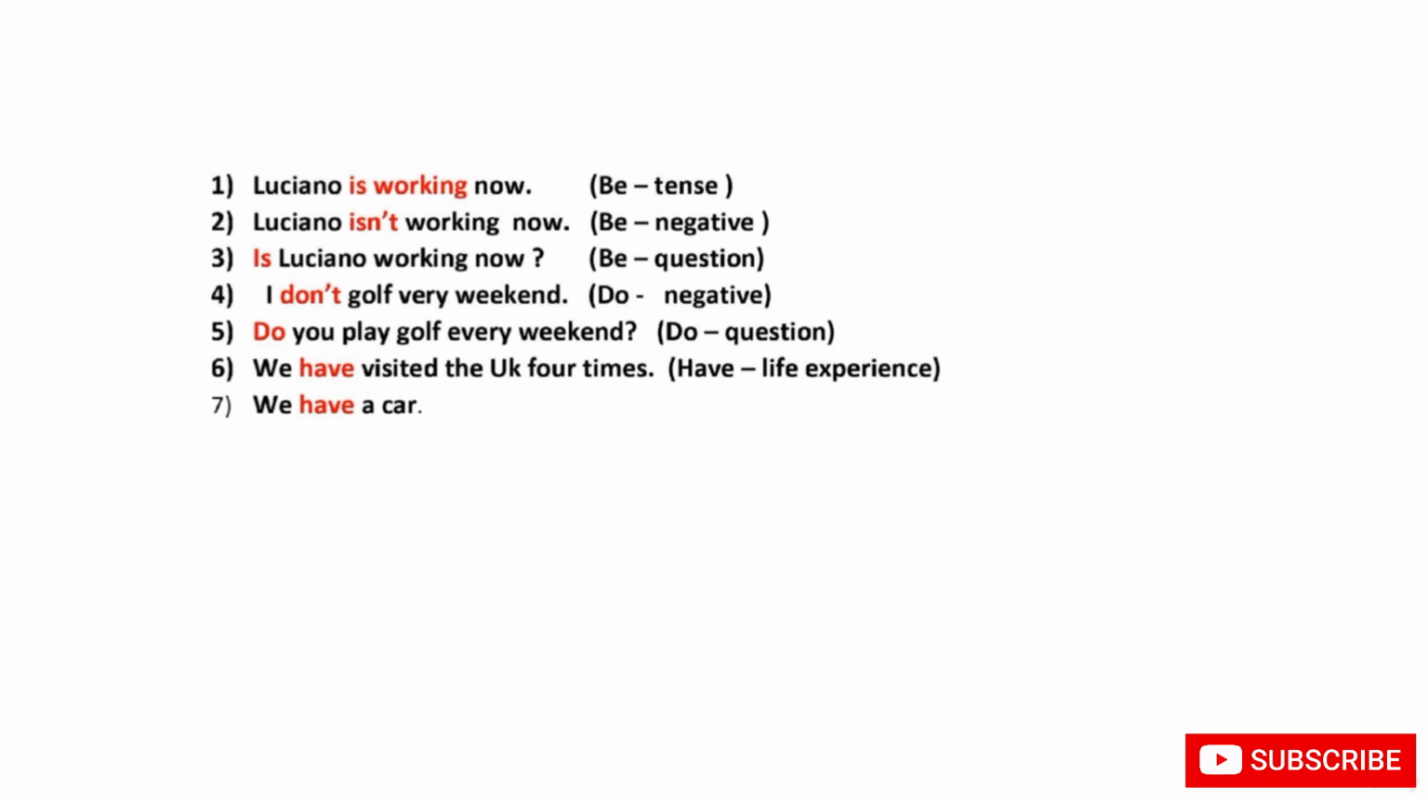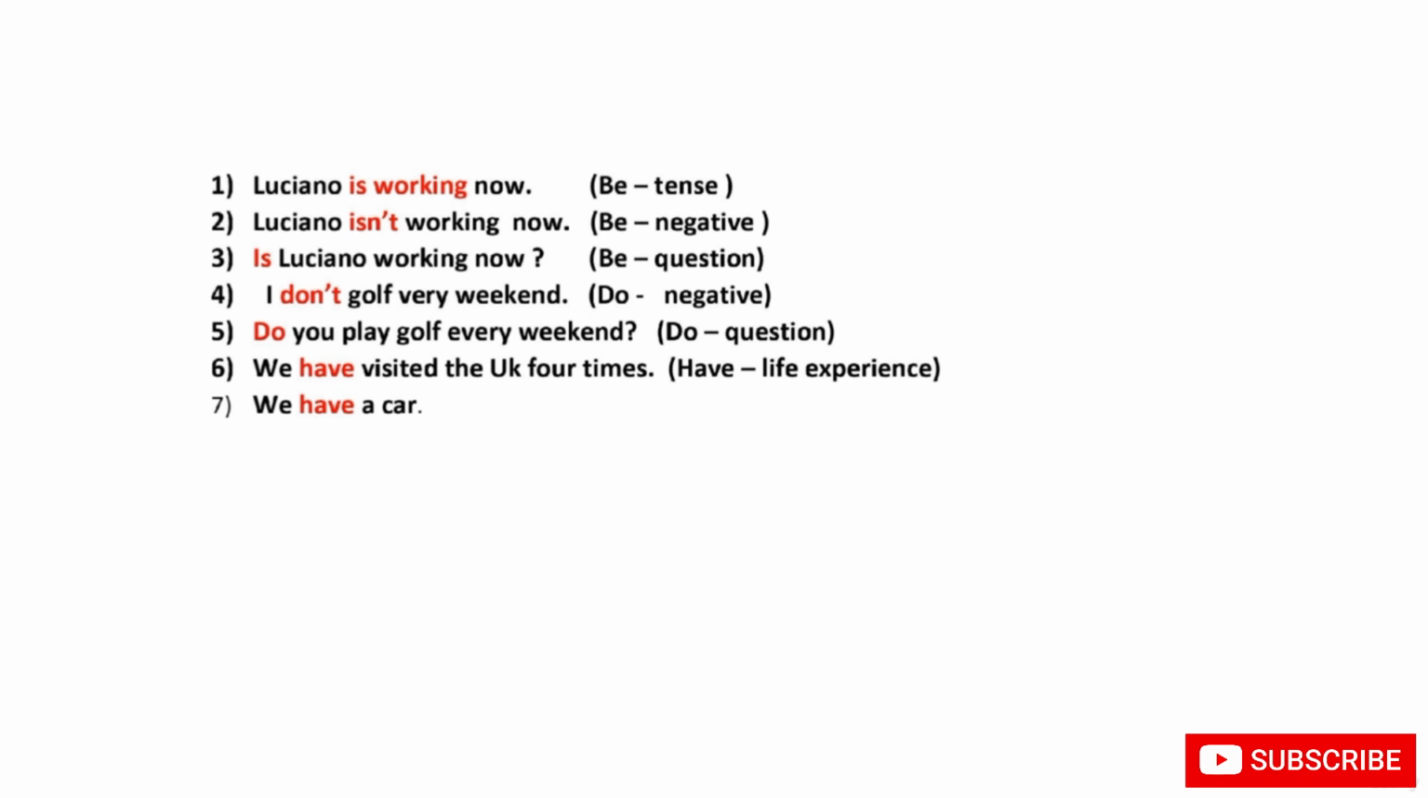Let's look at an example with the verb have. We have visited the UK 4 times. Here, we know that the main verb is visited, but can you tell me what is the purpose of using have in this sentence? Now, if I told you, we visited the UK last year. In that sentence, I'm talking about one single experience. That is, my visit last year. But when I say, we have visited the UK 4 times, then I'm not talking about any single experience, but I'm talking about life experience. That is, in our lives, we have visited the UK 4 times. That's what the verb have helps us to do in this sentence.